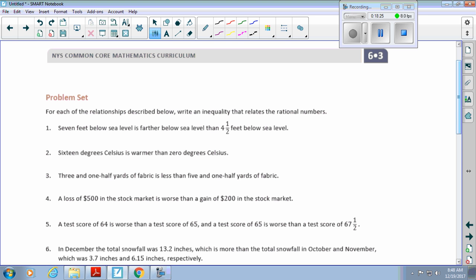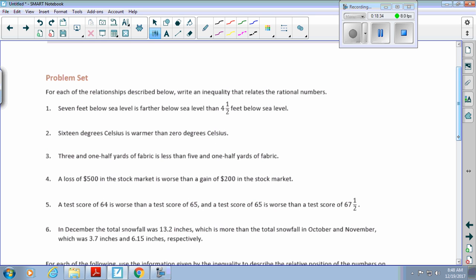All right, here we go. For each of the relationships described below, write an inequality that relates the rational numbers. So number one, it says 7 feet below sea level, and we talked about this one yesterday. Below sea level told us that 7 would be a positive or negative? Negative, right? And then that is farther below sea level than 4.5 feet below sea level. So that also would be negative. Yep, negative 4.5 right there. So if we are comparing the two, negative 7 compared to negative 4.5 is what? Negative 7 is, everybody? Very good.